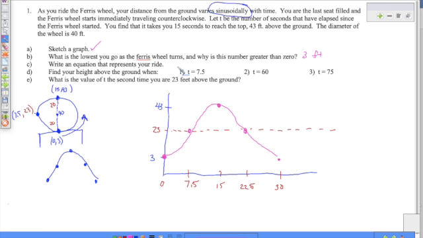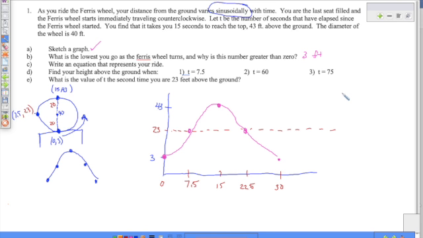So write an equation that represents your ride. Well, we could do a sine equation. We could do a cosine equation. We've been doing this for almost a week now, writing the equation from the graph. I can totally do this. I have the graph. I can write the equation.